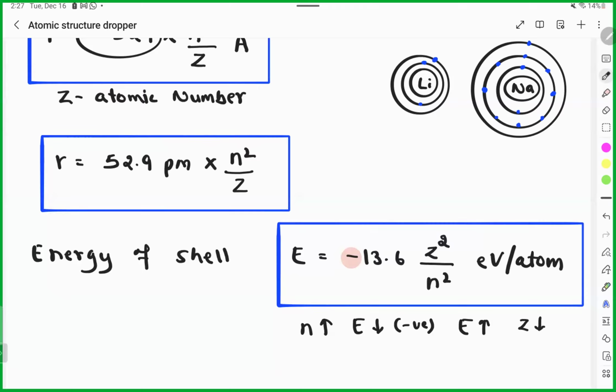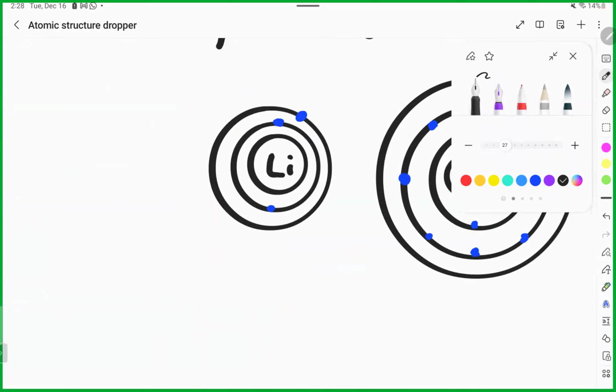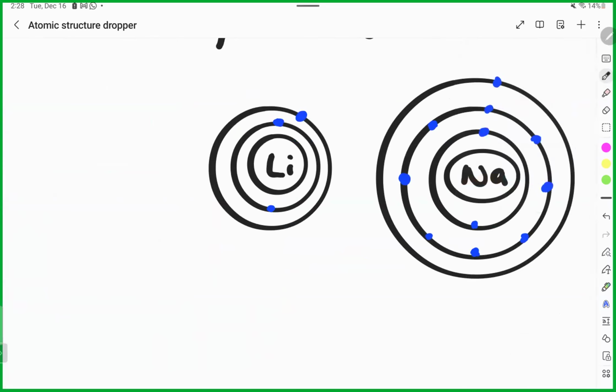Why? Logically, if Z value is more, electron is tightly packed with the nucleus. Energy will be less. No movement. But if n value is more, electron will be way away from the nucleus. It means energy will be more. I'll give you the same example. In case of lithium, what is happening? In lithium, you can see this electron is very close to the nucleus.